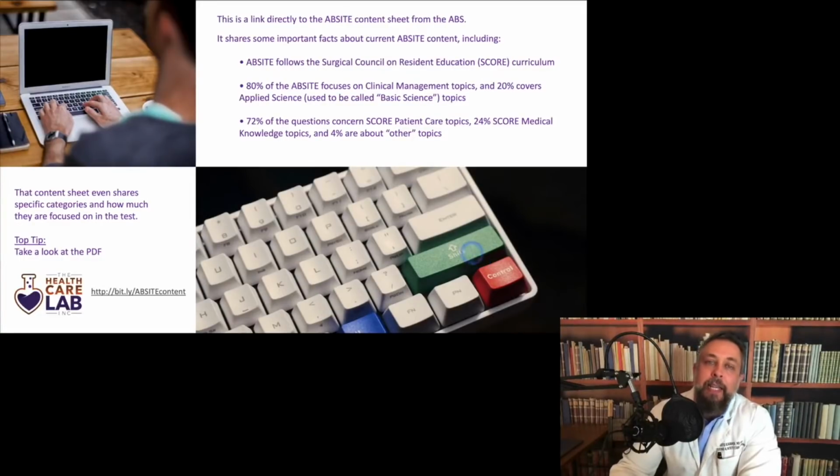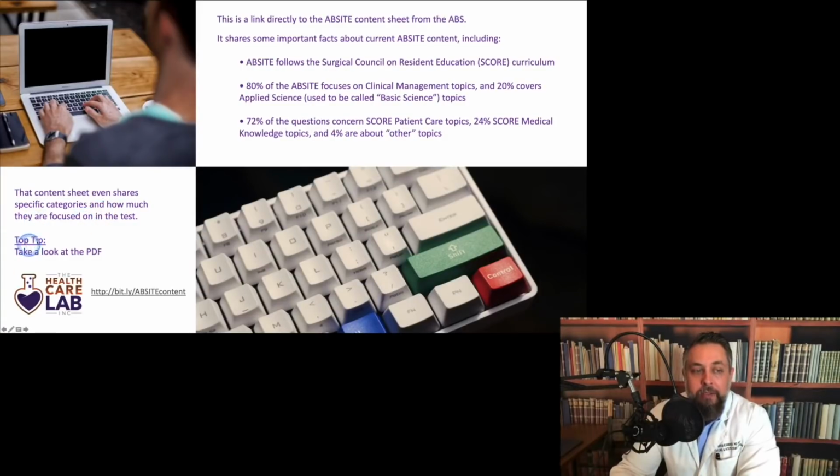Now, that said, 80% of the Absite focuses on clinical management topics, and about 20% covers applied science. That used to be called the, quote, basic science, unquote, topics. 72% of the questions concern SCORE patient care topics. Again, these are spread over 5 years typically, and 24% are SCORE medical knowledge topics. 4% are other topics. That content sheet that we posted the link to even shares specific categories and how much they're focused on in the test.